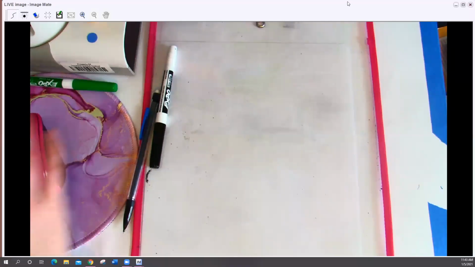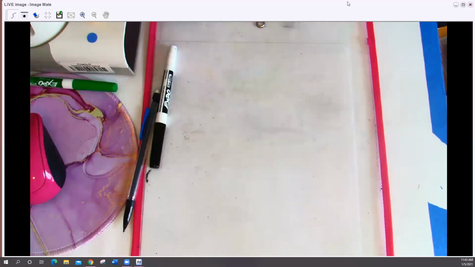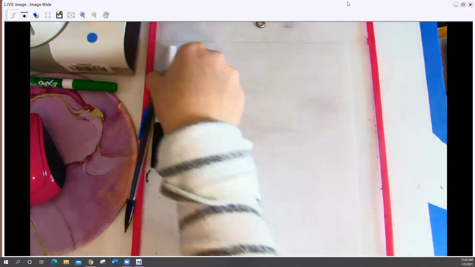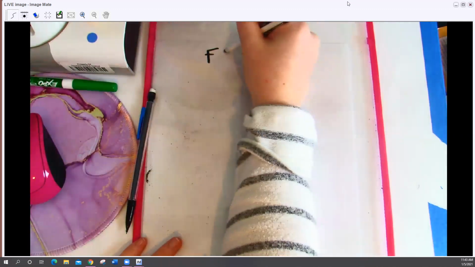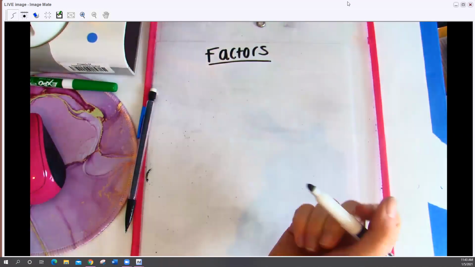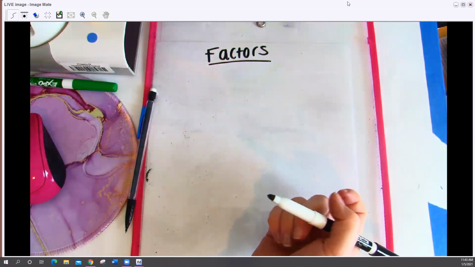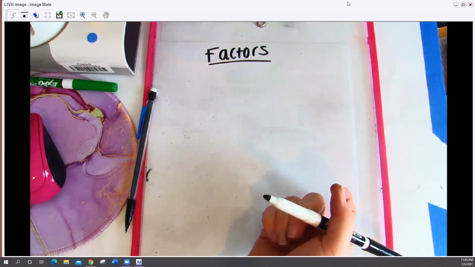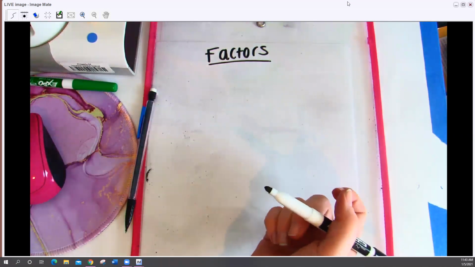So if you came to our Google Meet on Tuesday, January 5th, this will just be a review for you. But if you were not able to attend our Google Meet, we're going to be talking about factors, and this definition will be in the math vocabulary slideshow. So if you forget, you can always reference that.